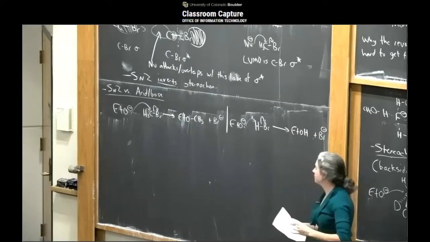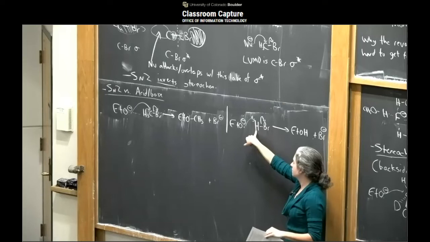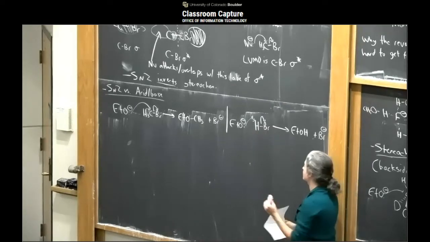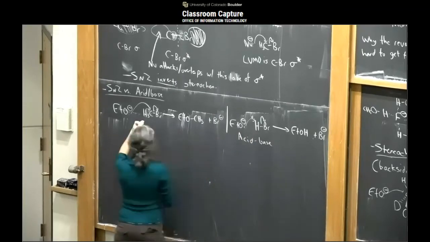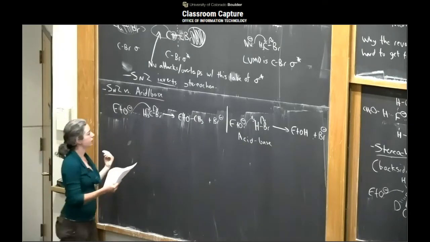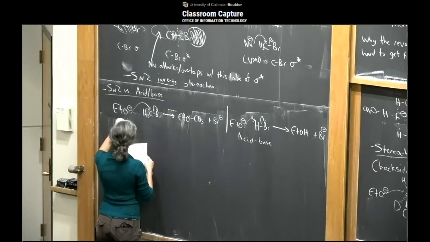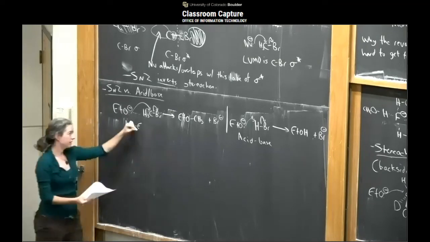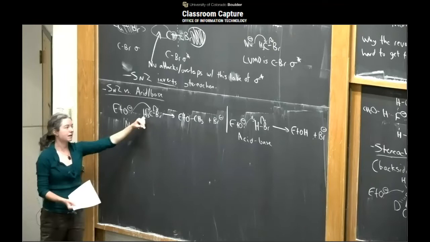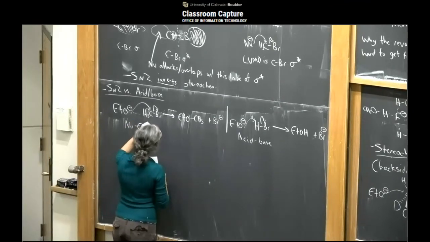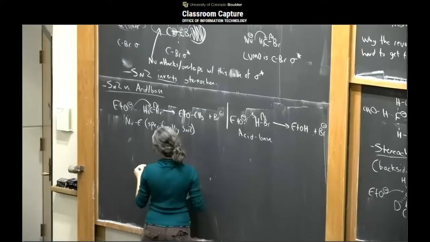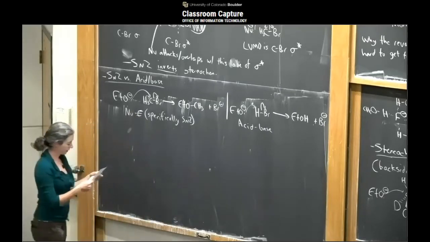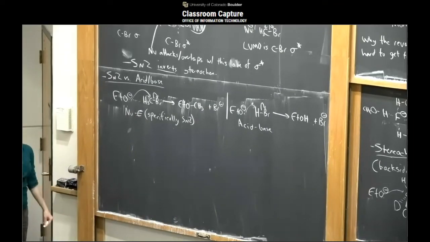Okay, so the difference is: is a proton the one that's getting swapped from one molecule to another, in which case this is acid-base? Or is a methyl group getting swapped from one molecule to another, in which case this is nucleophile-electrophile. Specifically, now that we've looked at this reaction some more, we know this is an SN2 reaction. Arrow pushing for these looks exactly the same, whether you're doing SN2 or acid-base.